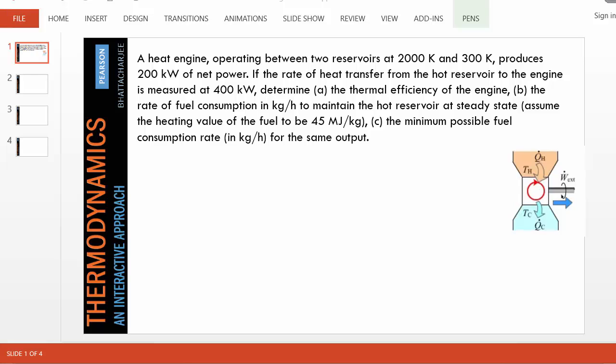Hello, let's solve this heat engine problem manually. There are a lot of numbers here, but let's look at the numbers only when you need them. The first question is: determine the thermal efficiency of the engine.